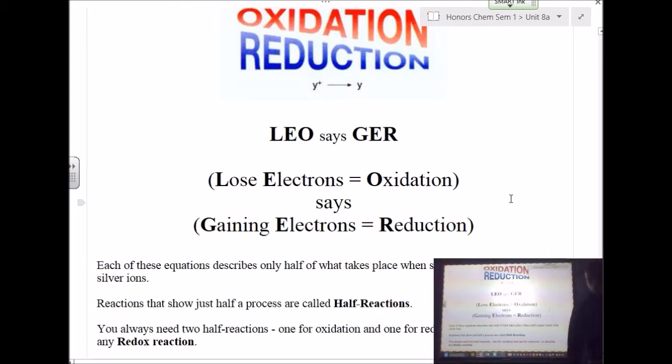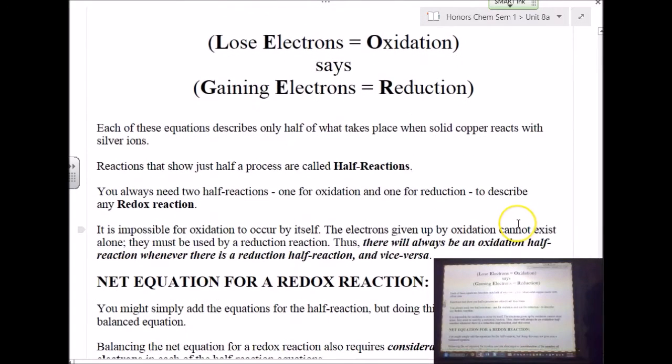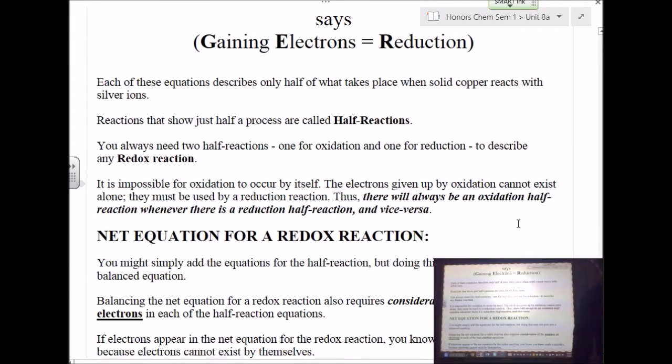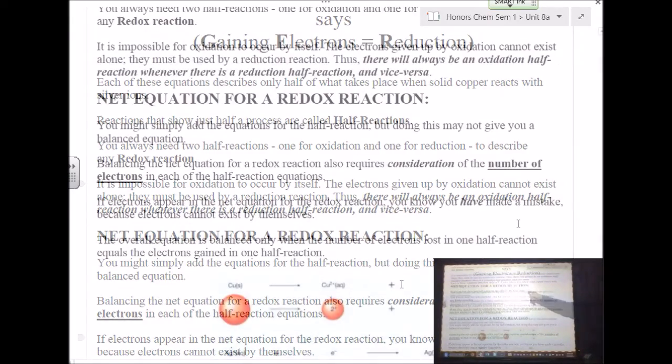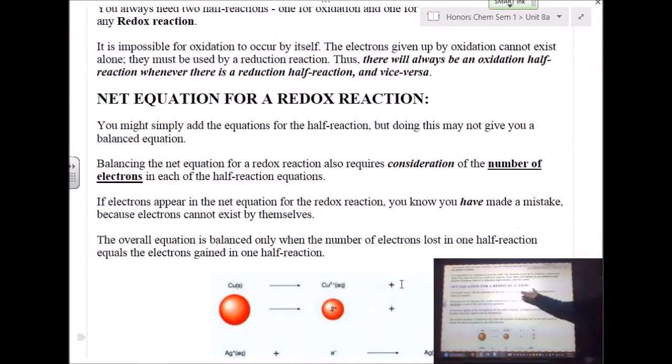I hate to ask this question because inevitably I always get a strange answer. But when you see half reactions, how many half reactions can you have in a whole reaction? All right, so no, we cannot have 3 half reactions in a whole reaction. So when we do net equations for redox reactions, it sounds intimidating. It's not that bad. It really isn't that bad.